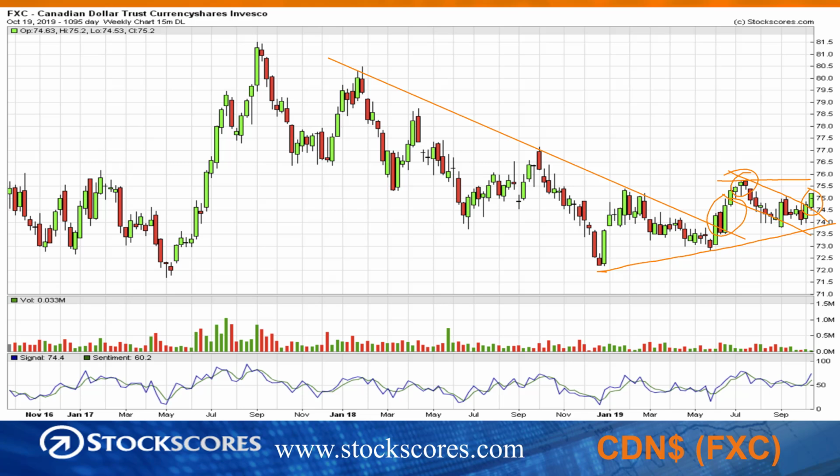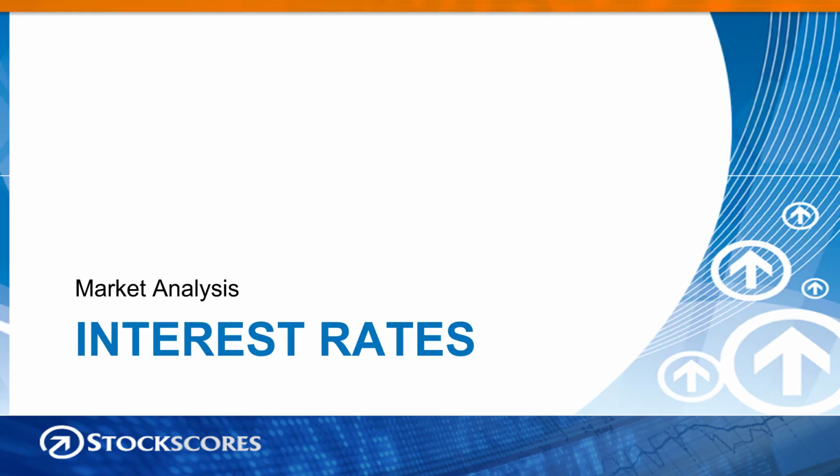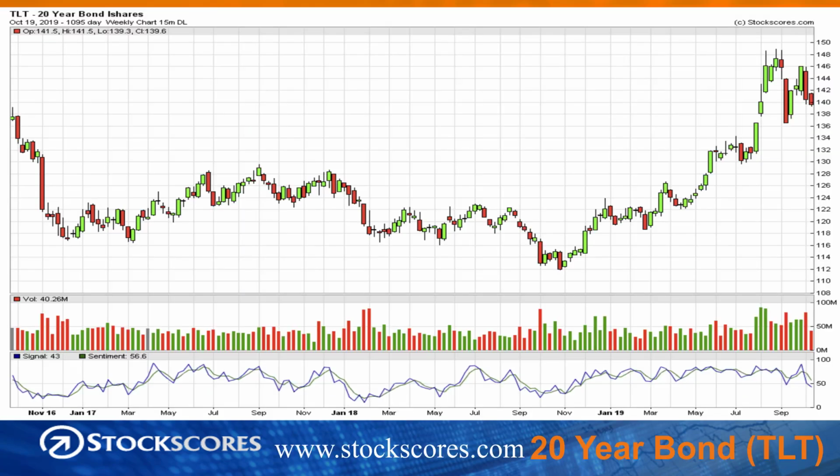I wouldn't say it's a great opportunity yet, but it does seem like the Canadian dollar is probably more likely to go higher than lower in the months ahead. But I wouldn't say we have a strong signal that it's going to trend in a really significant fashion just yet. On to interest rates, the Treasuries are what we look at, the US Treasuries.